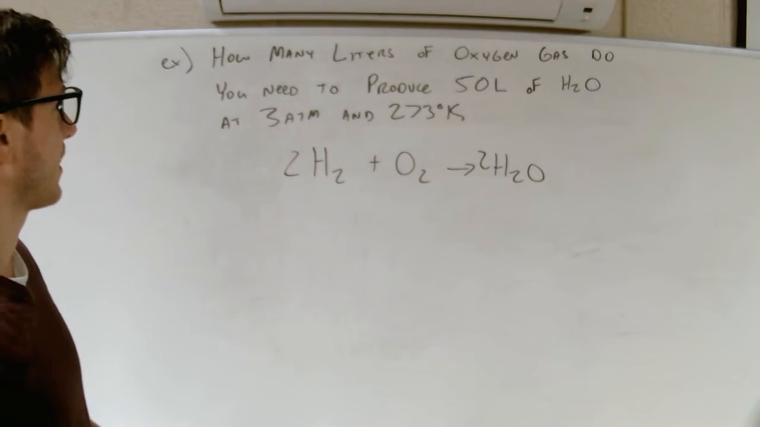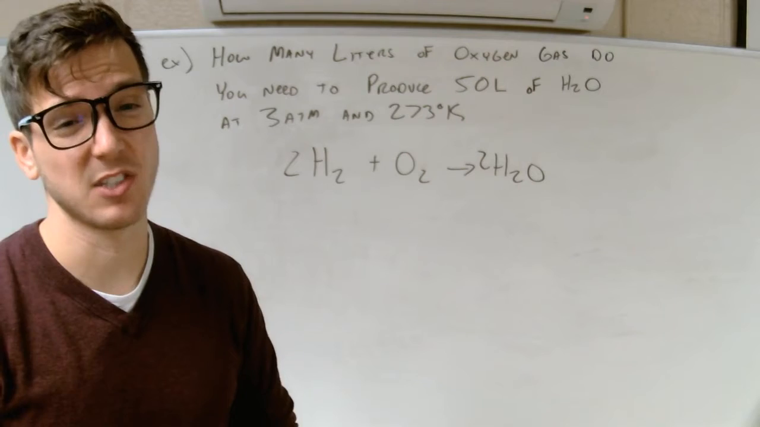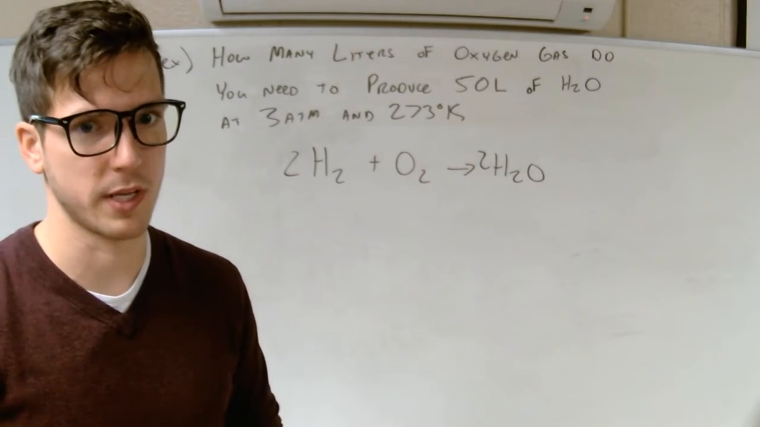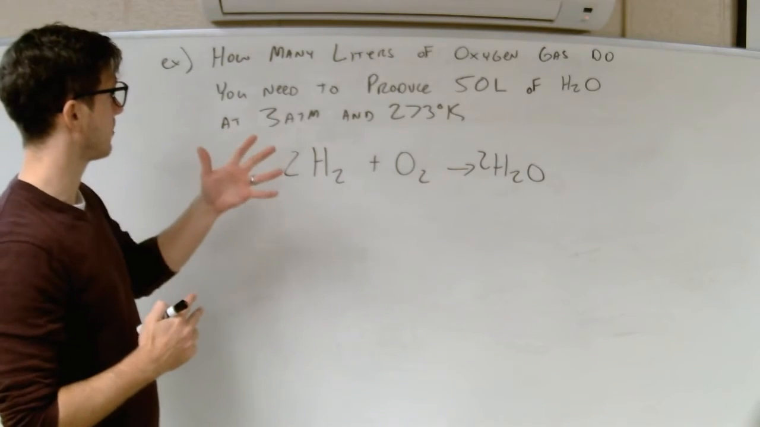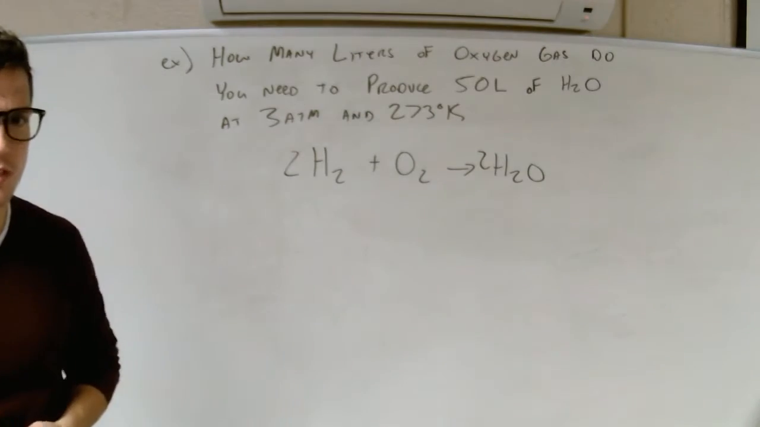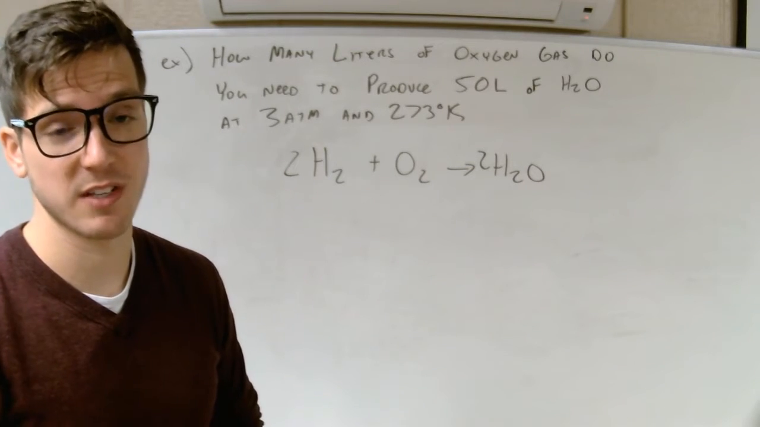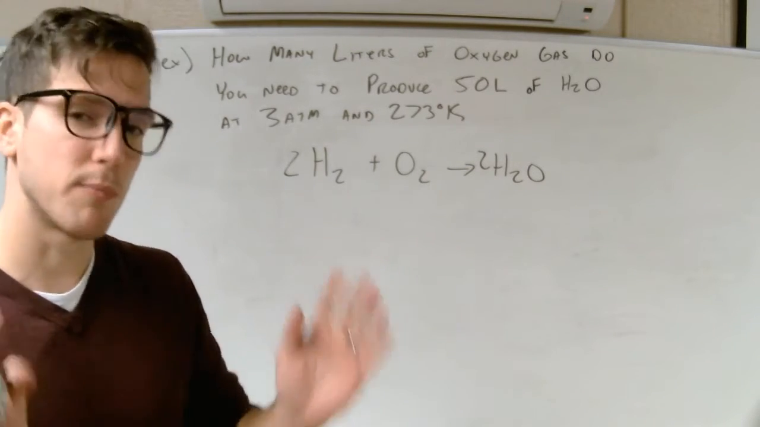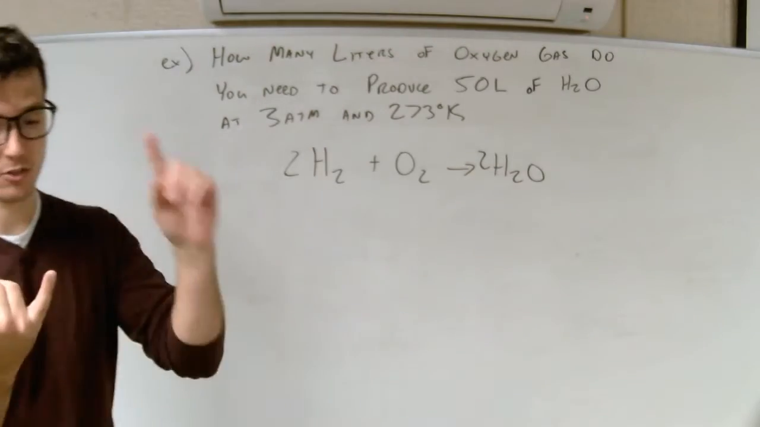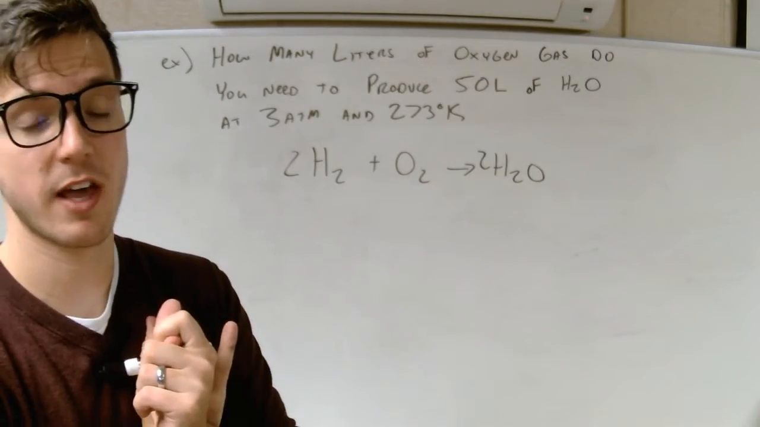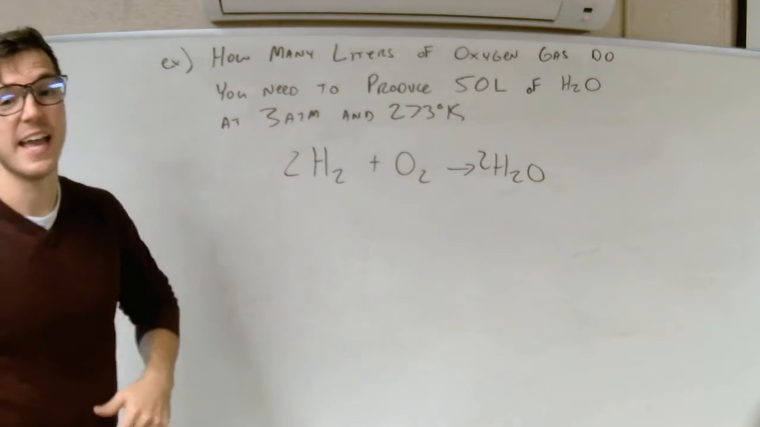Here, they give us some information about H2O and they want us to have liters of oxygen gas. So we're going to be doing some sort of stoichiometry here. Okay? Well, what do they give us? They give us 50 liters of H2O, 3 atm, and 273 degrees Kelvin. So you might be thinking, hey, let me take that 50 liters and divide it by 22.4. The problem is, we are not at STP. STP is 1 atm, 273 degrees Kelvin. We're not at 1 atm, right? We are at 3 atm.